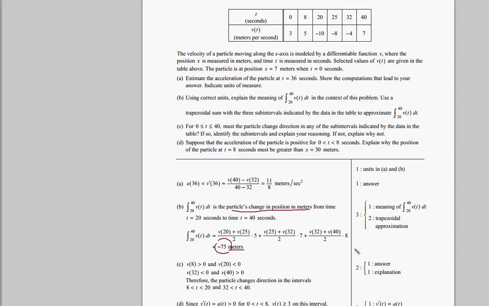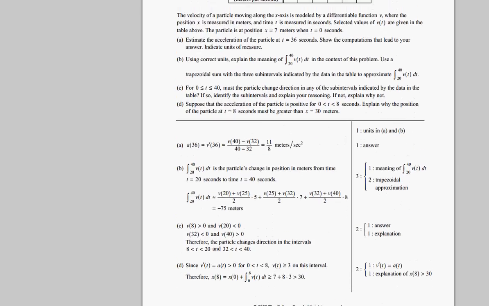You get a point here for having the answer listed out correctly, and a point also for your explanation in that case. Okay. And then lastly, I wanted to take a moment and just make sure we're all on the same page about part D. It says, suppose that the acceleration is positive over 0 to 8 seconds. So basically, you know that the slopes of the velocity are positive over those 8 seconds. Explain why the position of the particle has to be greater than 30.